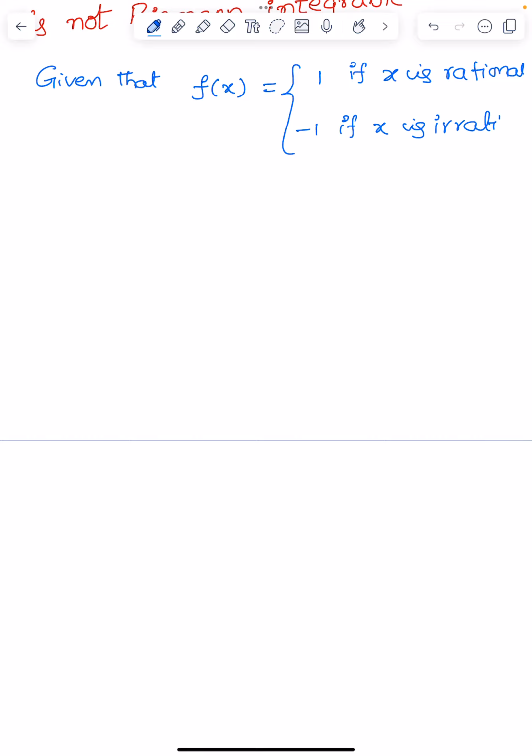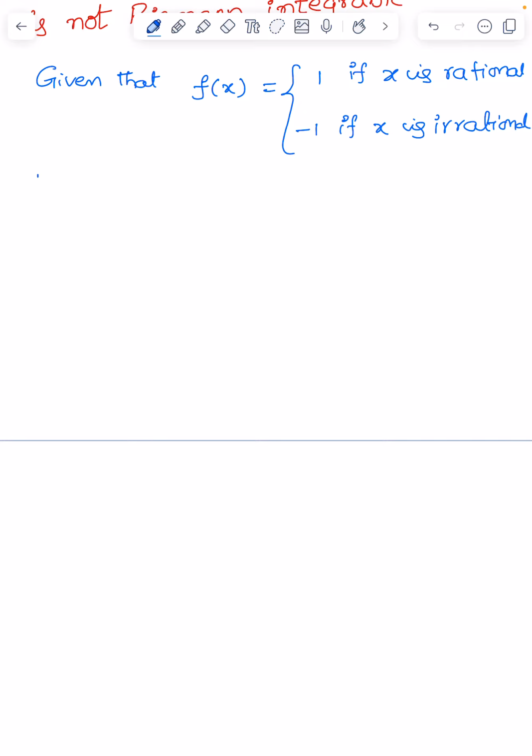They are given that f of x is equal to 1 if x is rational, minus 1 if x is irrational. So clearly the function is defined over the closed interval [0, 1].